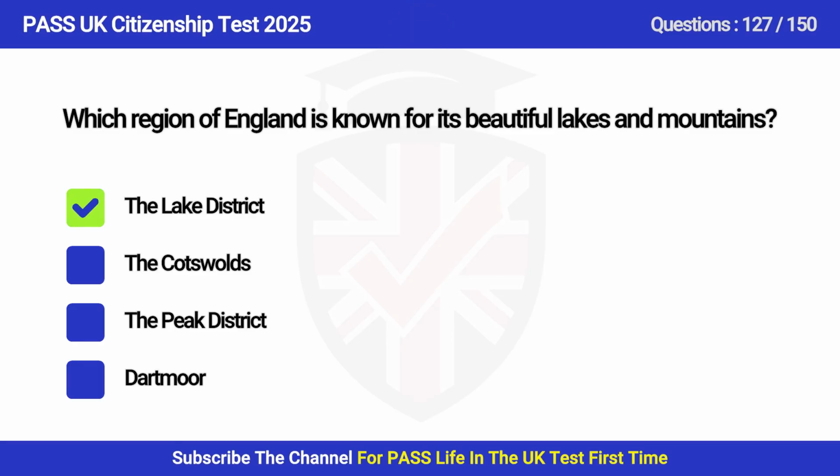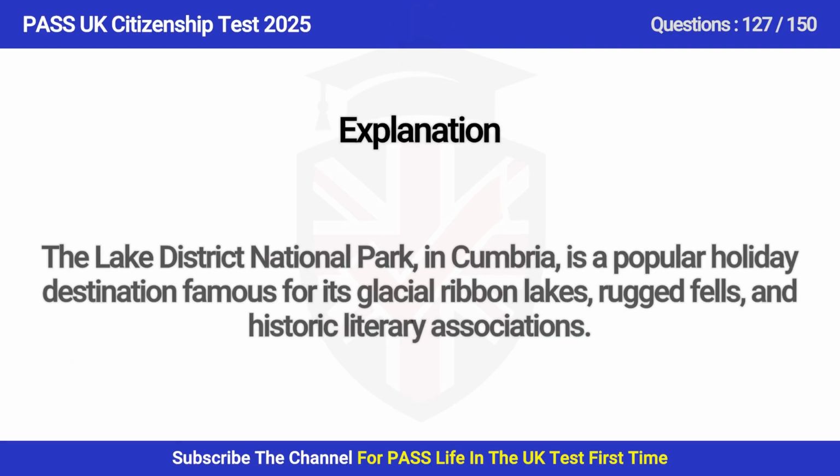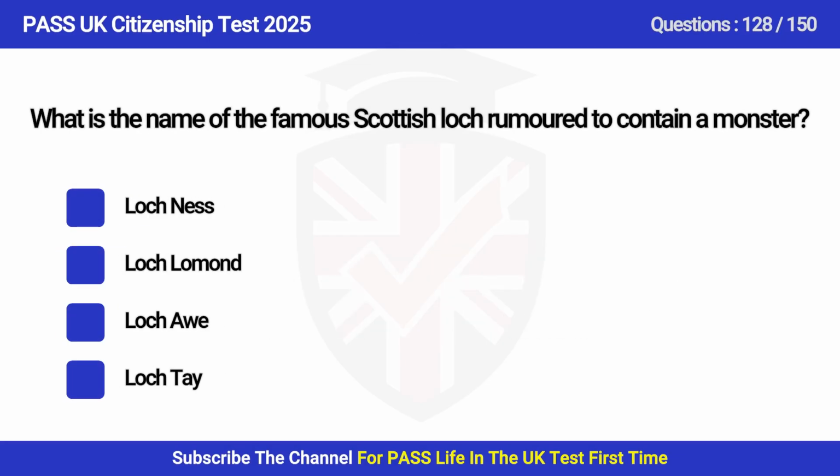Answer is A. The Lake District. The Lake District National Park in Cumbria is a popular holiday destination famous for its glacial ribbon lakes, rugged fells, and historic literary associations. Question 128. What is the name of the famous Scottish loch rumoured to contain a monster? A. Loch Ness, B. Loch, C. Loch, or D. Loch Tay.